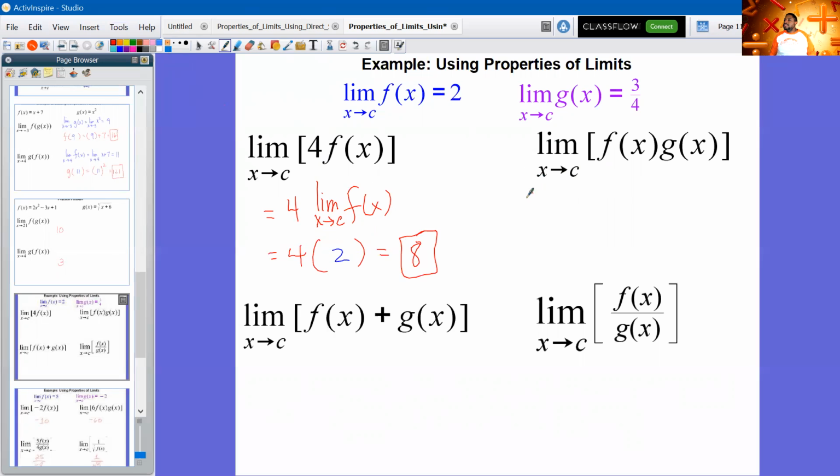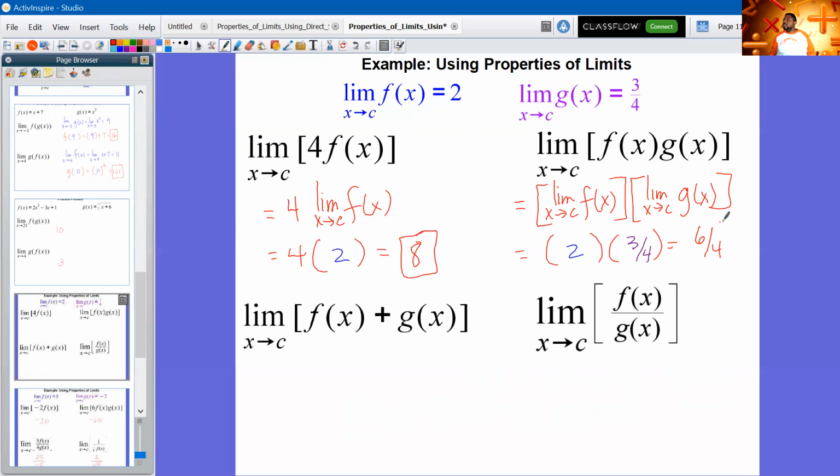Going over here to this limit, this is the limit of a product. So what I want to do is write it as a product of two limits. I want to substitute my values in. So you get 6/4. You can also reduce this to 3/2. It's also equivalent as well.